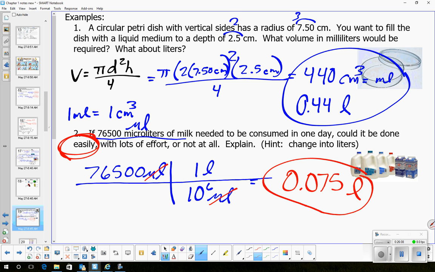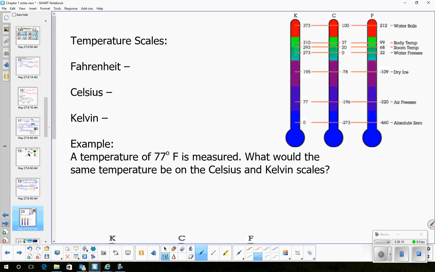All right, then we're going to temperature scales real quickly. We use a lot of different temperature scales. Mostly we're using Celsius and Kelvin in lab. We still use Fahrenheit here in the US, and we need to know about what temperatures are what. To be able to go back and forth, Kelvin is degrees C plus 273.15.